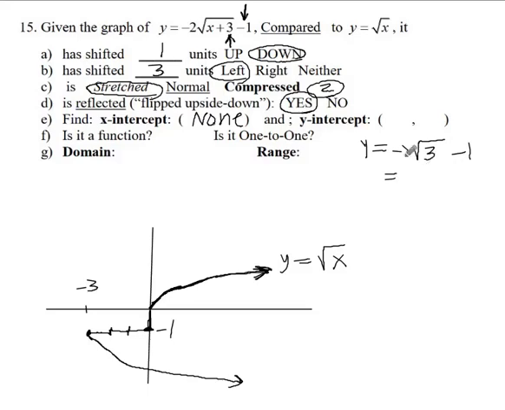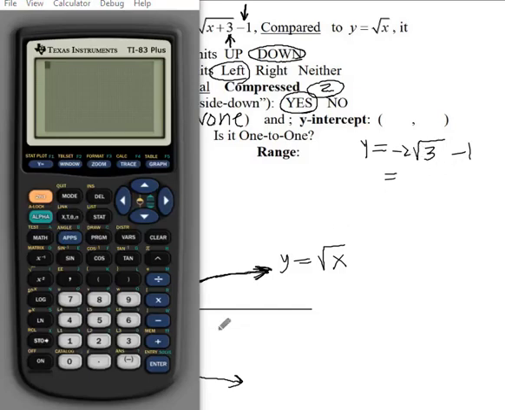So let's use our calculator to evaluate that one. Okay, so we can calculate minus 2 times square root of 3.